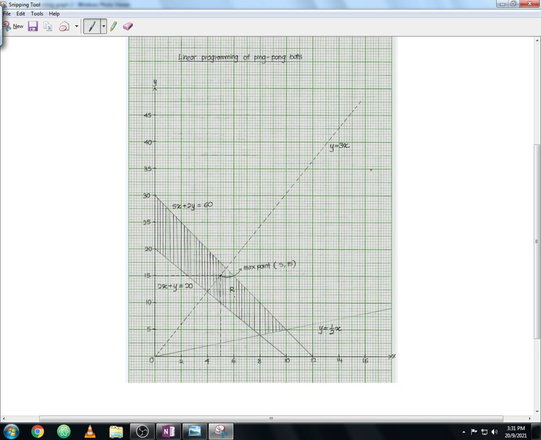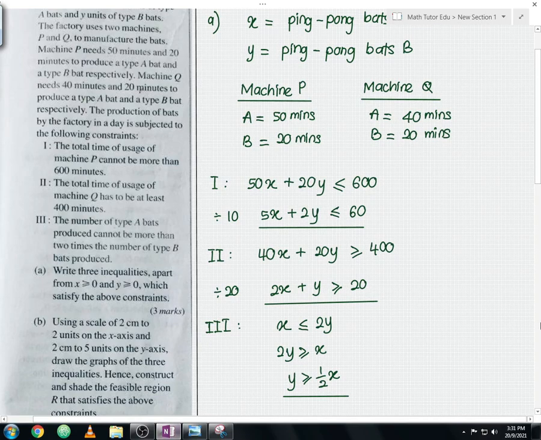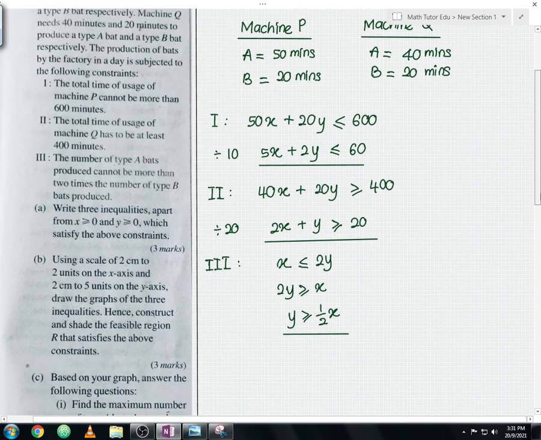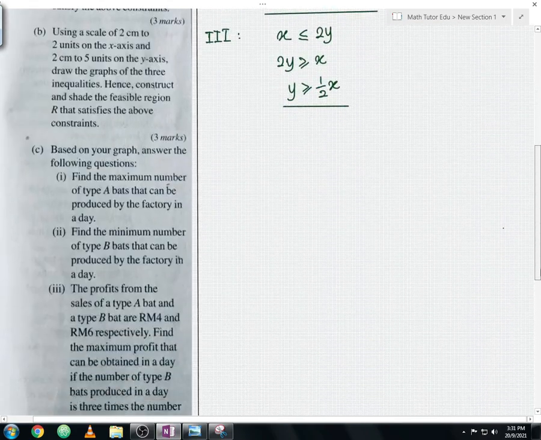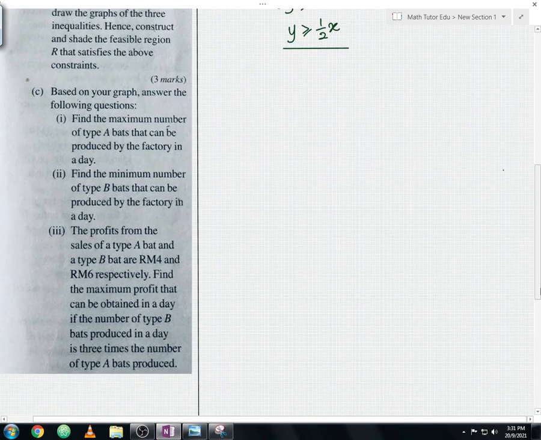From here, let us proceed our discussion for question part C. Let me close this graph and open the question. Let us begin with question C part 1. It mentioned here, find the maximum number of type A batch that can be produced by the factory in a day. This requirement we need to find based on the region that we shade, guys.